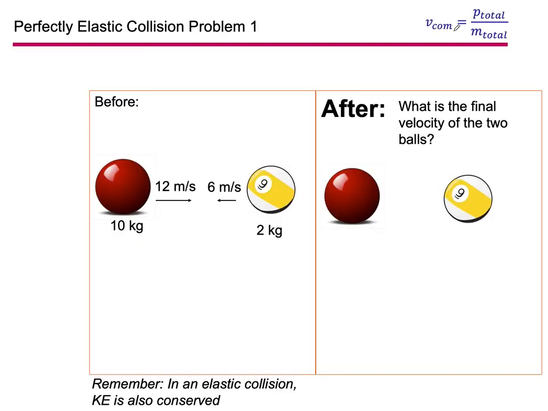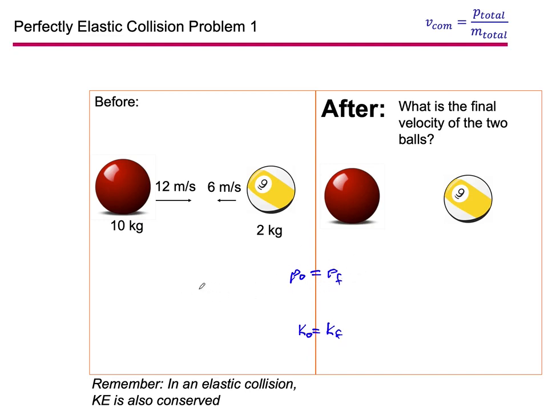The velocity of the center of mass has to be conserved. It's equal to total momentum divided by total mass, which helps solve some problems. So here's a perfectly elastic collision problem. You can solve this the old-fashioned way, with simultaneous equations. You know that in a perfectly elastic collision, both kinetic energy and momentum are conserved. Actually, momentum is always conserved.